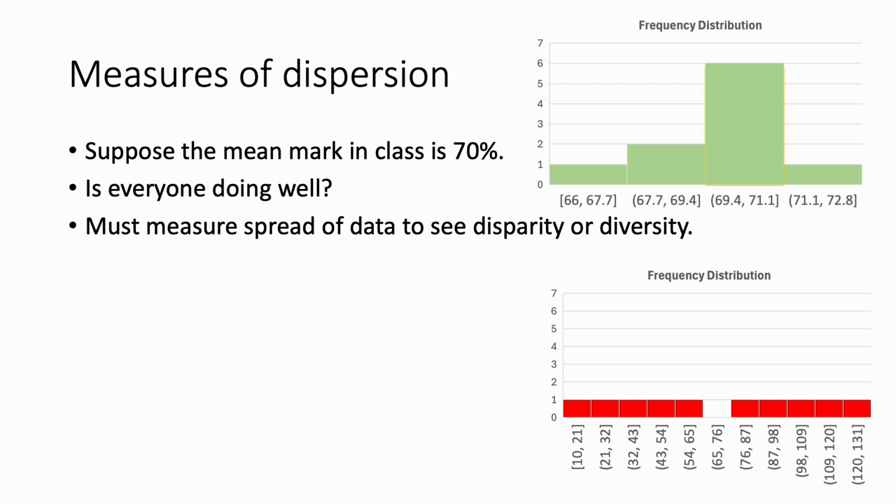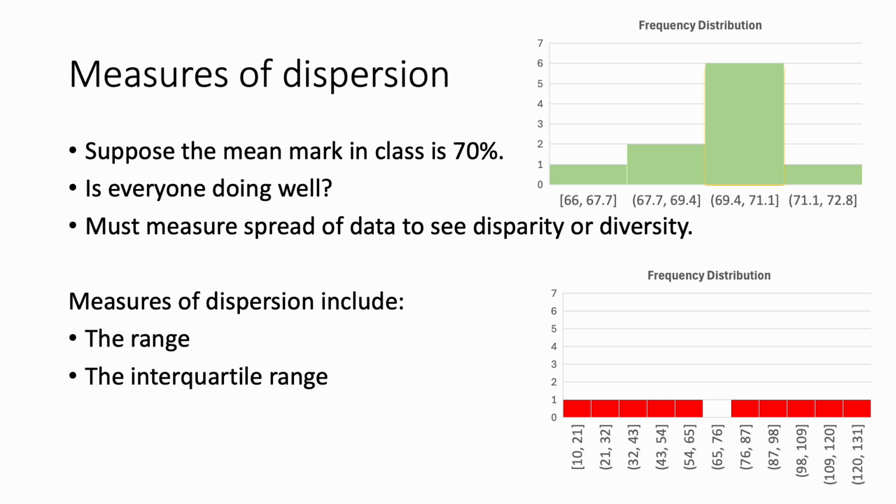So how can we measure the spread in the data? Well, there are three popular measures of spread or dispersion. These include the range, the interquartile range, and variance and its close cousin, the standard deviation. So let's discuss these measures of dispersion. In this video, we are going to introduce you to range.